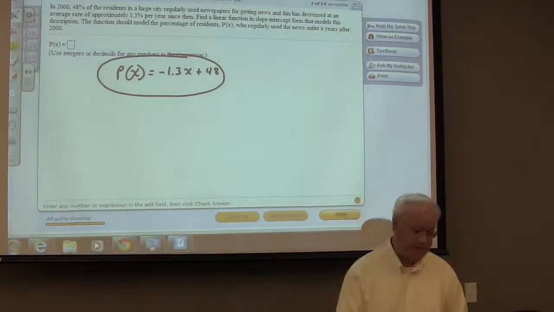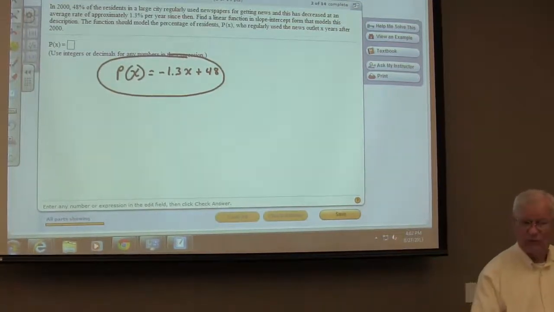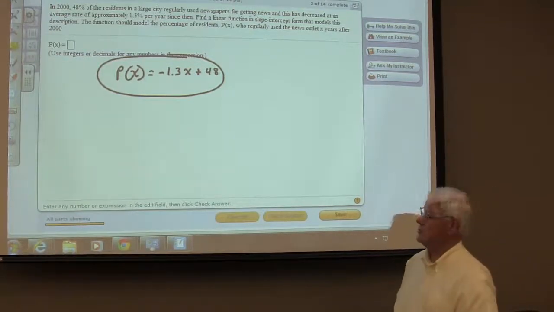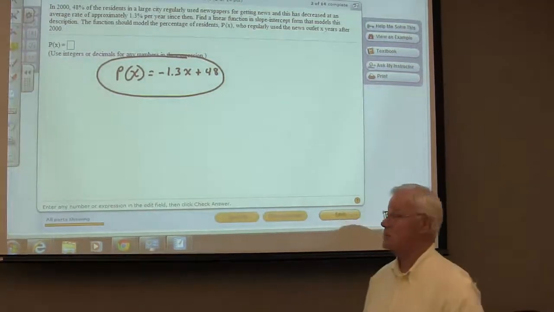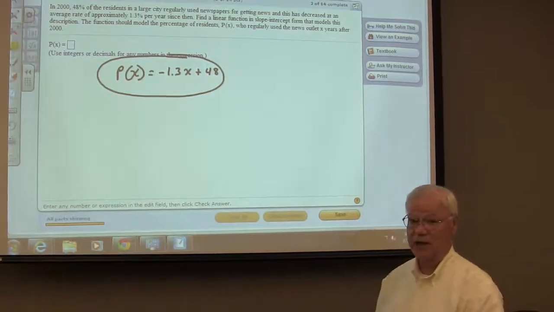So that's our answer. So I hope that you now have a feel for working with equations with slope and points and applying them in a real-life situation.